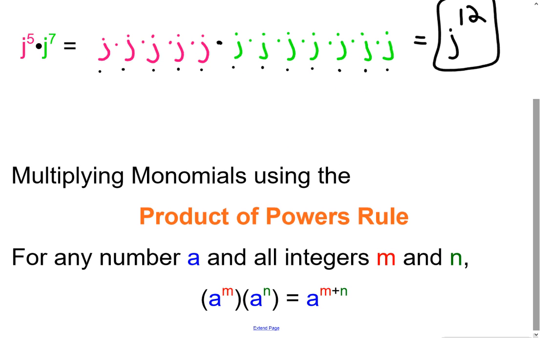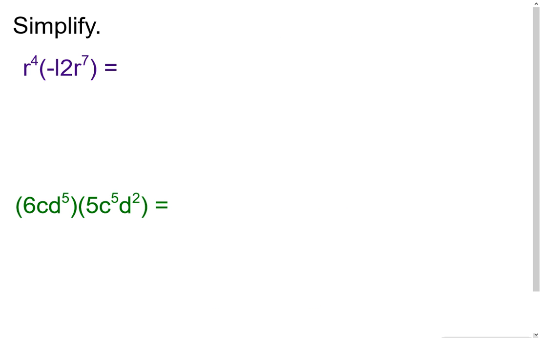Now I have a few little examples to show us all of this. Start throwing some numbers in there too. So now we have r to the fourth times negative 12 r to the seventh. I like to break this into pieces. So I'm going to start with the number part, negative 12. There are no other numbers, so my answer is going to have negative 12 in it.